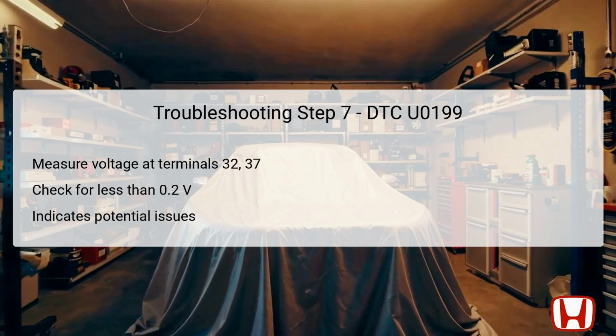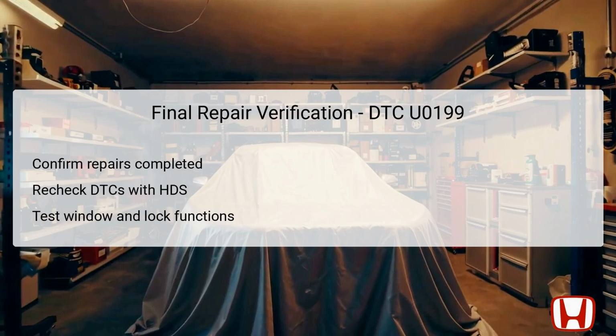If the voltage exceeds this threshold, it may signal a malfunction with the Door Multiplex Control Unit or its connectivity to the driver's MICU, potentially warranting further diagnostic testing of these components for faults. Final verification of repairs is crucial to confirm that the issues indicated by DTC U0199 have been properly addressed.